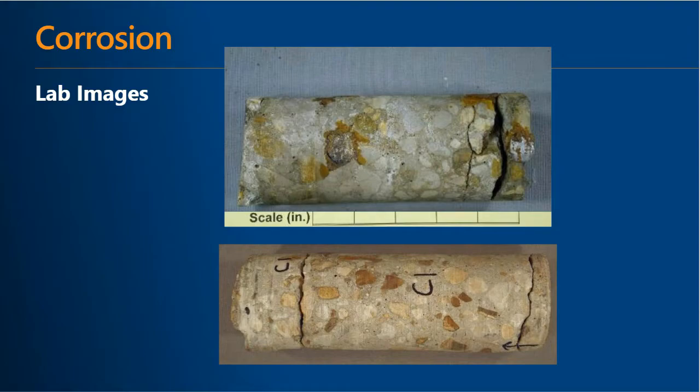For this example that I'm showing here, it's the same project where we got multiple samples. So the sample on the top intersected reinforcement that had visible corrosion and cracking. The sample on the bottom did not intersect reinforcement. However, when you line those cores up next to each other, the cracking in that bottom core aligned very well with the known locations of reinforcement. And so while we didn't have any specific features indicating corrosion solely in that bottom core, we can still say with pretty good certainty that those cracks are likely corrosion related.